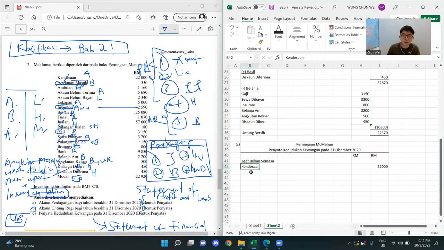Lekapan. You know? Lekapan. 5,000. Kenderaan, lekapan. Any other asset is that, this one is AS, asset semasa, and yep, that's it. So these are the two asset bukan semasa. So you just add them up, put here.